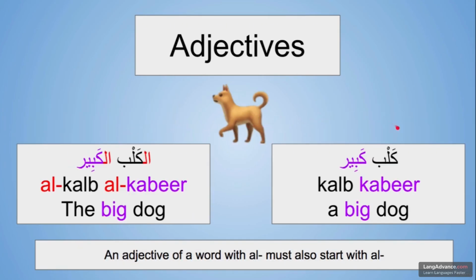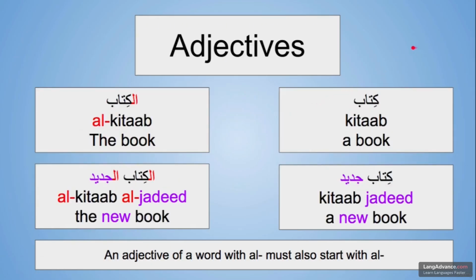Because when we have a phrase like a big dog, it is kalb kabir, a big dog. But when you want to say the big dog, it becomes al-kalb al-kabir, the big dog. And you see that now the alif lam is added both to the noun and to the adjective, which is very important.